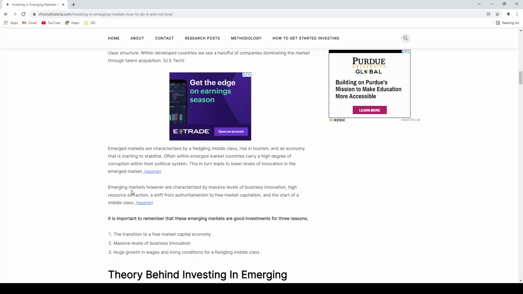Emerged markets are characterized by a fledgling middle class, a rise in tourism, and an economy that is starting to stabilize. So in an emerging market, the economy will be all over the place. One year they'll be in tourism, the next year they'll be in manufacturing, maybe the third year they'll be in mining. Who knows? Emerged markets have a codified economy.